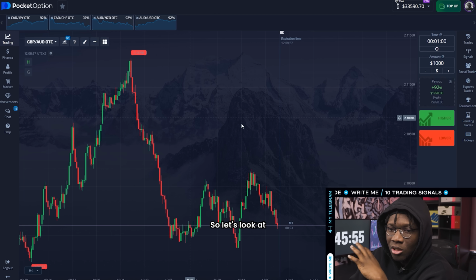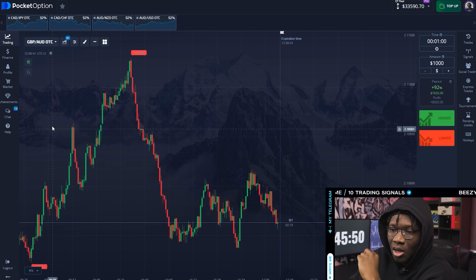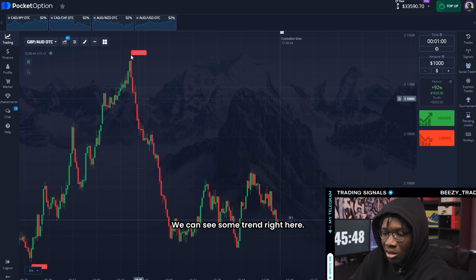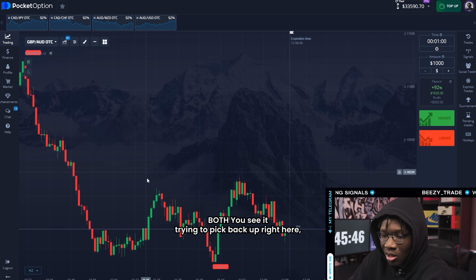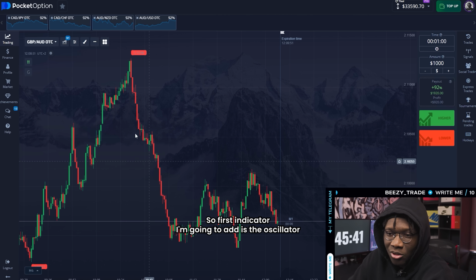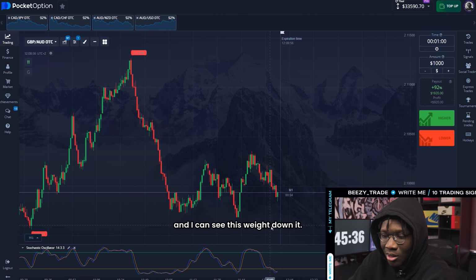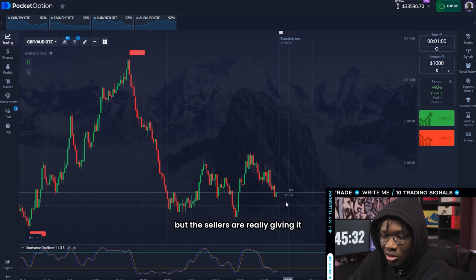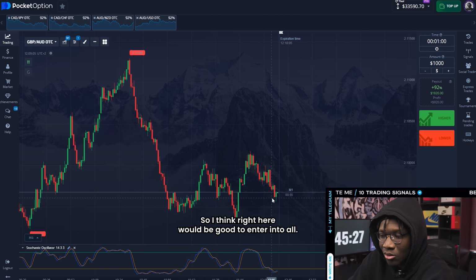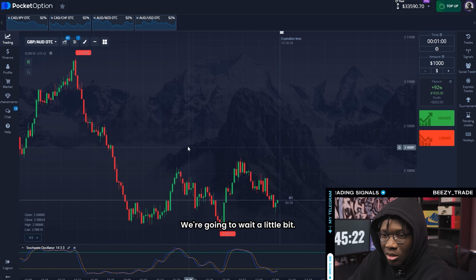So let's look at British pounds, Australian dollars, and we can see some trend right here. We can see it trying to pick back up right here, but we don't see that happening. The first indicator I'm gonna add is the stochastic oscillator, and I can see this way down. I can see the market wants to pull upwards from here, but the sellers aren't really giving it a chance, right? So I think right here will be good to enter into a call. We're gonna wait a little bit.